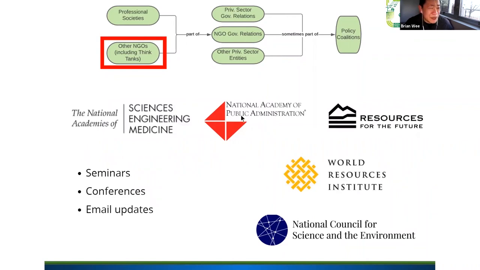Now, moving on to other NGOs, like the National Academies, and this weird thing called the National Academy of Public Administration that nobody knows about, but actually it's pretty important. Places like Resources for the Future. Now, they influence policy through raising awareness through seminars, conferences, email updates. But these are largely think tanks, great places. The reports from these places make good reading. I will not cover private sector government relations or other private sector entities and how they influence policy. That's out of the scope of this discussion.